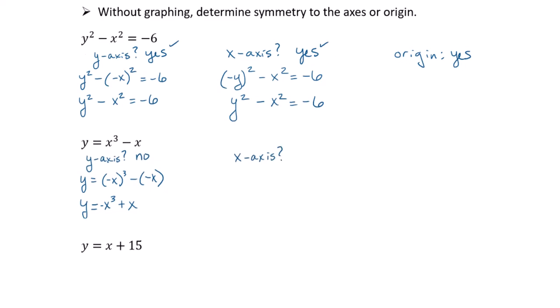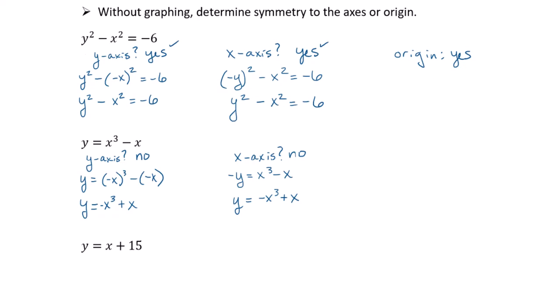So we replace the y with a negative y and see if we can get an equivalent equation. Let's say I multiply both sides through by negative 1. That would fix my y to be a positive y, but then we mess up the rest of the equation. We're not getting an equivalent equation this way either. So we do not have x-axis symmetry.